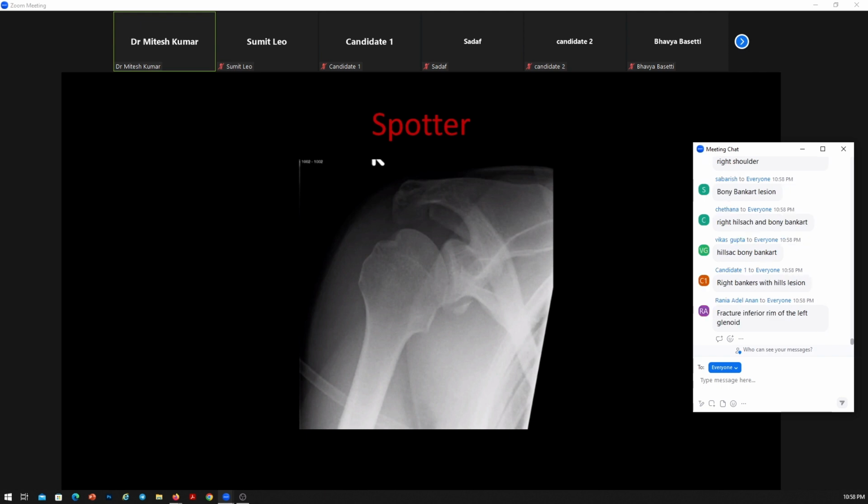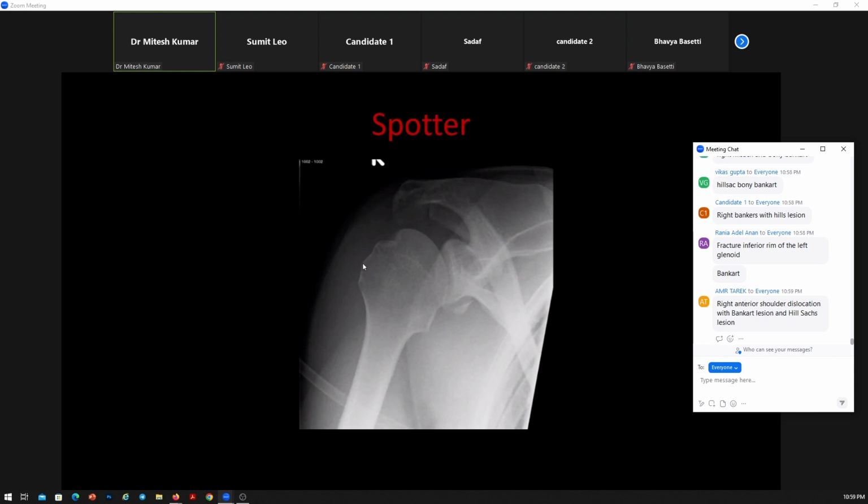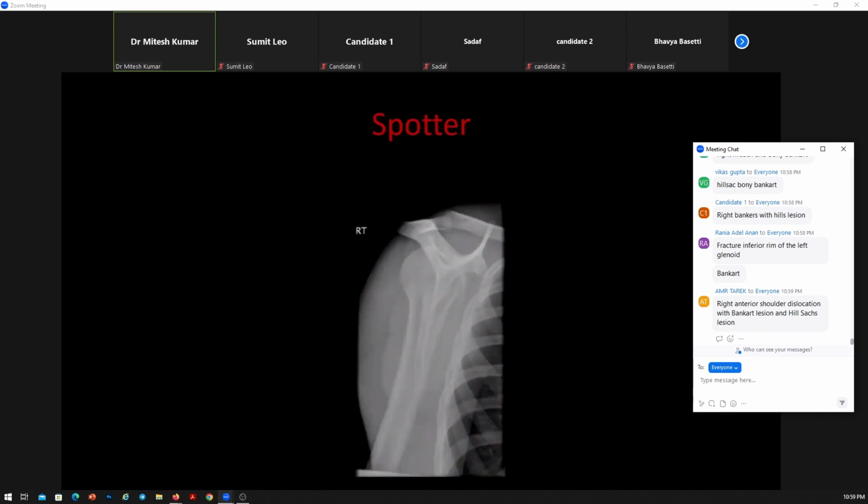Yeah, few candidates have written correctly, Bankart and Hill-Sachs lesion. So we'll see how it is. Clearly we can see a bony Bankart here and a step-like defect seen in the superior posterolateral aspect of the humeral head. So anterior dislocation with Bankart and Hill-Sachs lesion. Perfect. Next case.